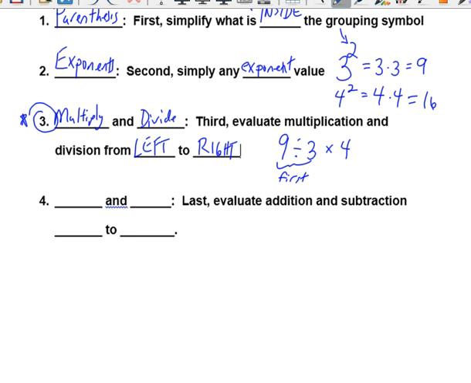Moving on down to the last part. If all of this is done, if you've got all the parentheses done, you've got all the exponents done, you've multiplied and divided left to right, and then at that point, if you still have addition or subtraction, you add and subtract.